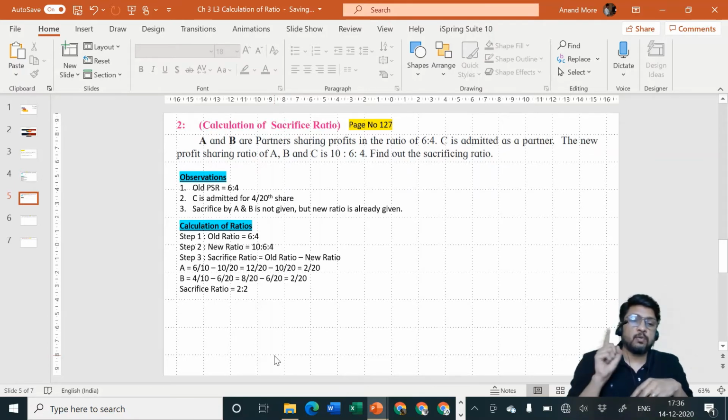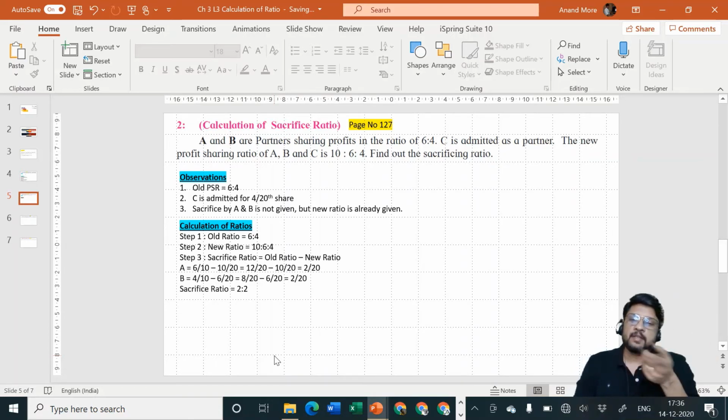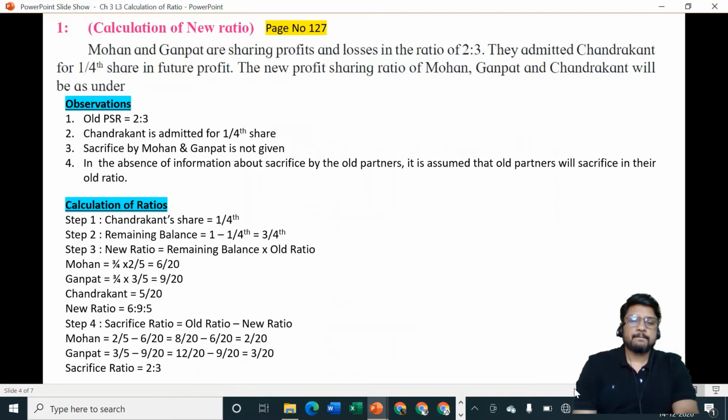First type of question: where the old ratio is given, the new partner's share is given, but thereafter the problem is silent. Then we calculate the remaining balance. This remaining balance we share among the old partners in their old ratio, and based on that we can find their new ratio. So step number 1, new partner share. Step number 2, remaining balance. Step number 3 is the new ratio, that is remaining balance into old ratio, and thereafter you can specify sacrifice ratio is equal to old ratio minus new ratio.